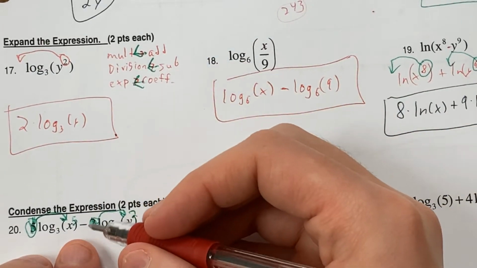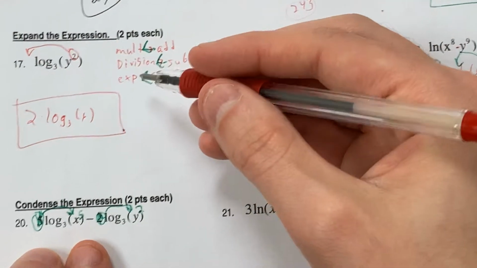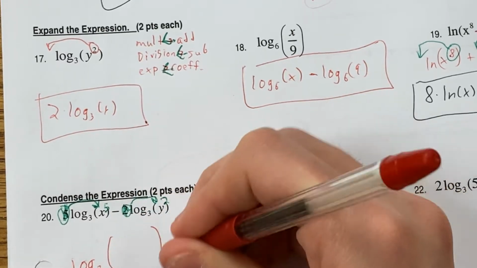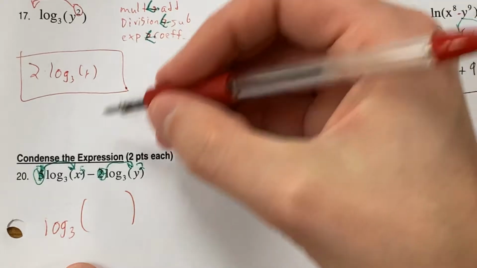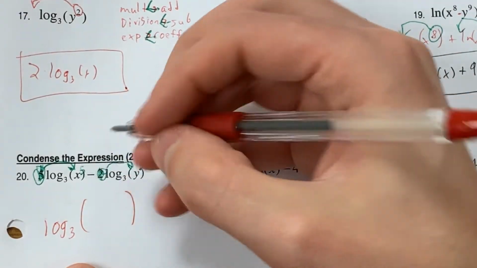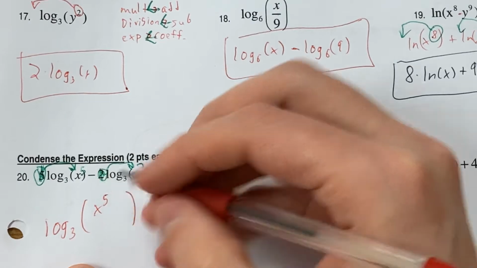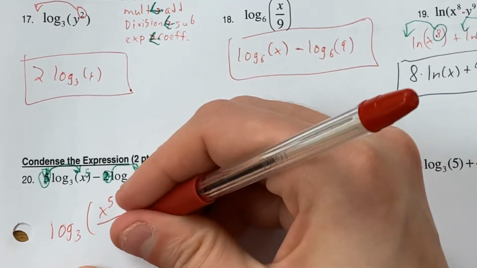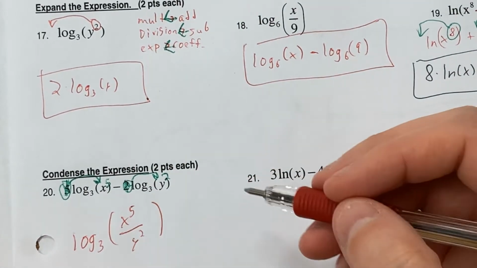After that, this is a minus sign, subtraction. Subtraction becomes division. So we are going to have log base 3 of something as our answer. Here is x to the 5th, so I'll write down an x to the 5th. This is a minus, so this will turn into division. And this says y squared. So it was 2 steps long. That's the answer, by the way.